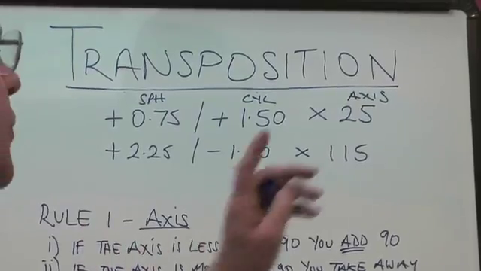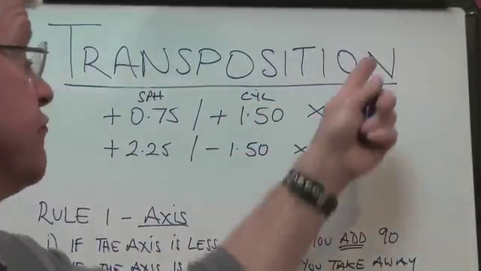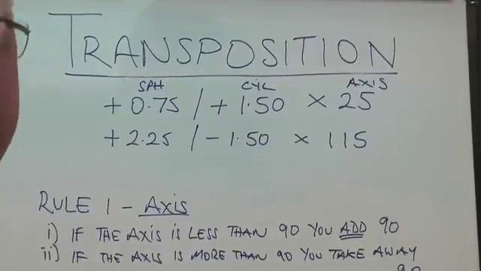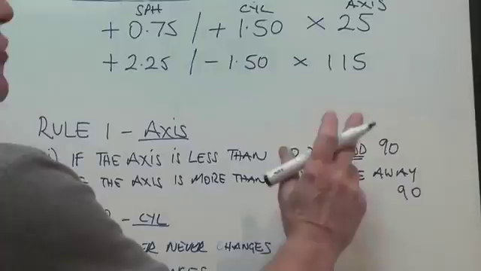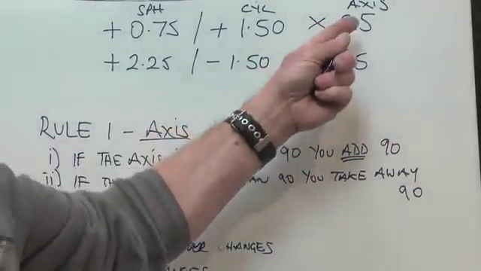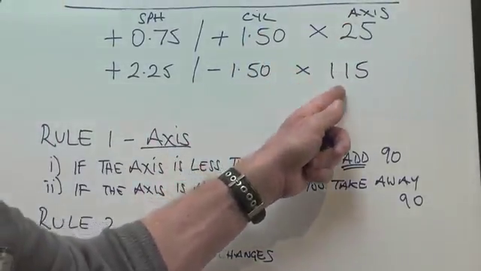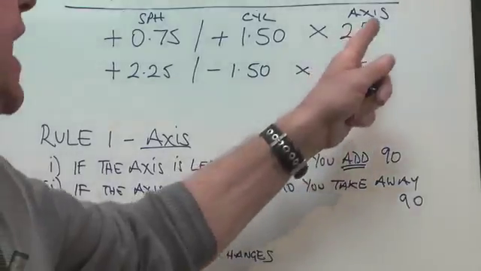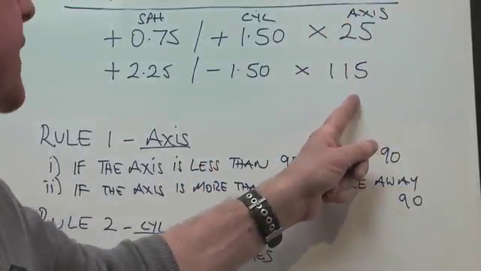Rule one: we're going to work from the axis going backwards. So we're going to look at the component which is the axis here. If the axis is less than 90, you add 90 to it. So in this case, the axis was 25. When you want to transpose that into its other form, you end up with 115. You add 90 to 25 to get 115.